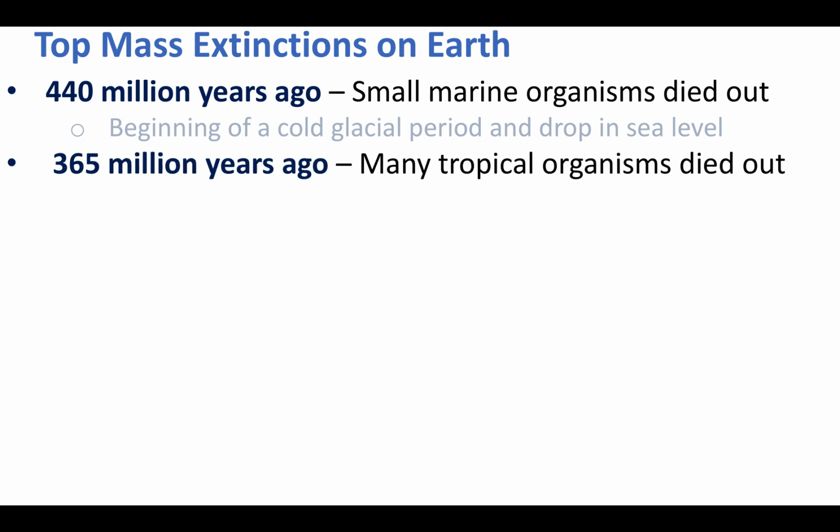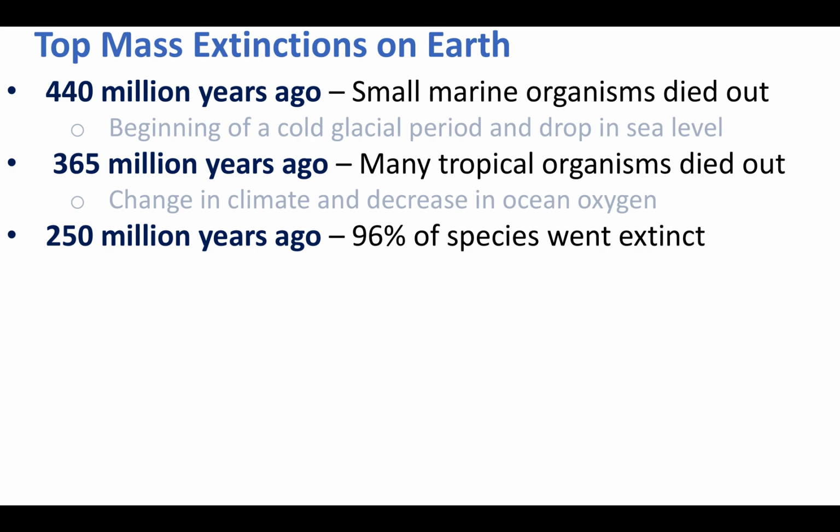Another one was 365 million years ago, where you had many tropical organisms die out. Now, this was because of a change in climate. Tropical organisms need a very warm climate to survive, so you change the climate, those organisms can't adapt and they die. Also, there was a big decrease in the amount of oxygen in the ocean at that time, and of course, the species that depend on the oxygen weren't able to adapt.